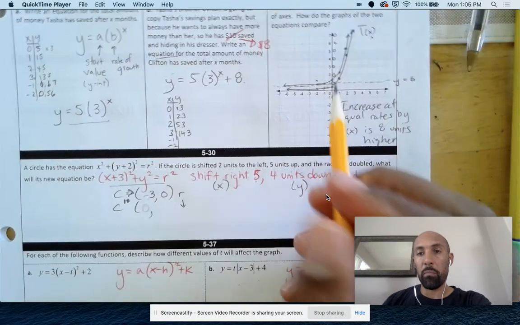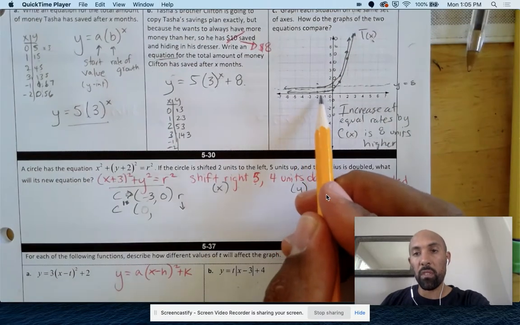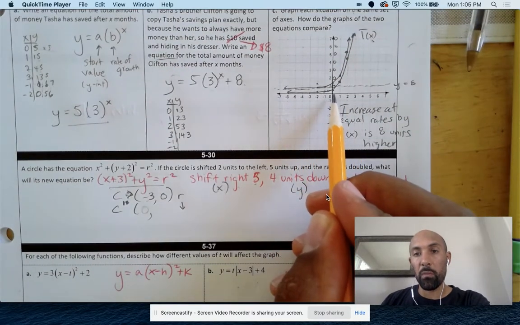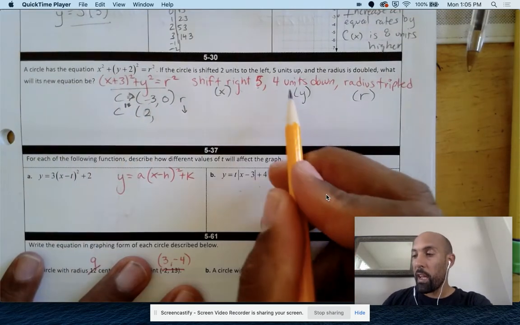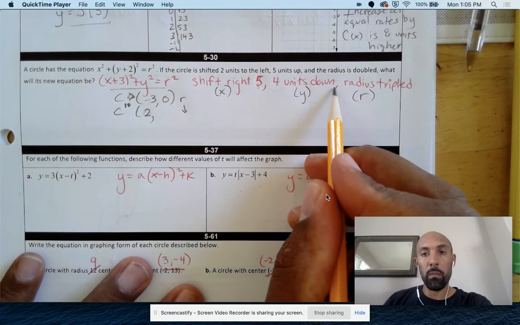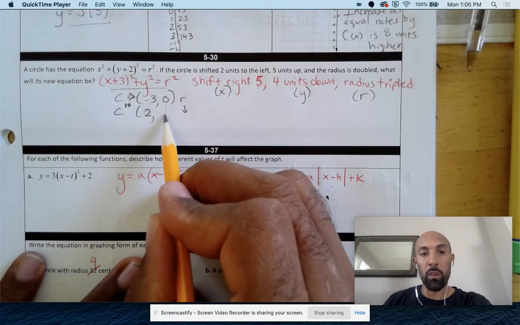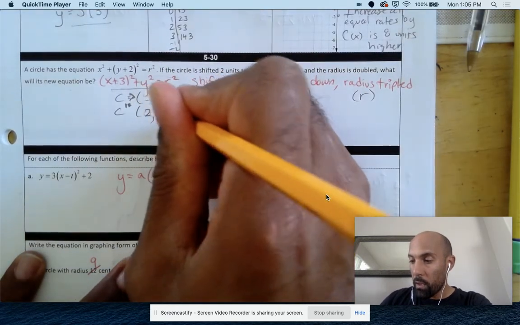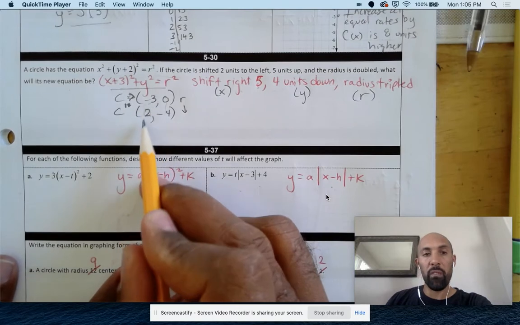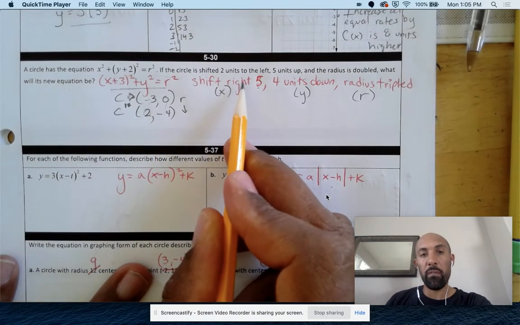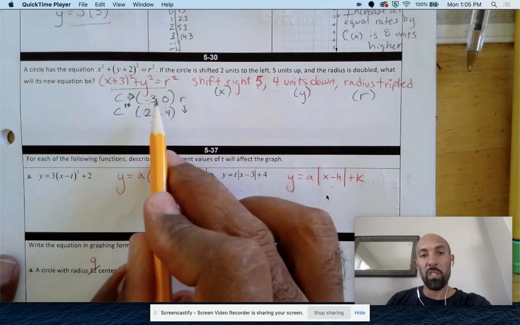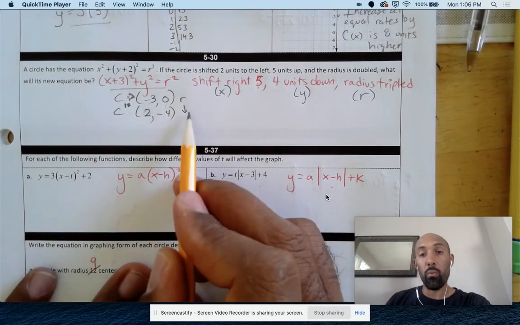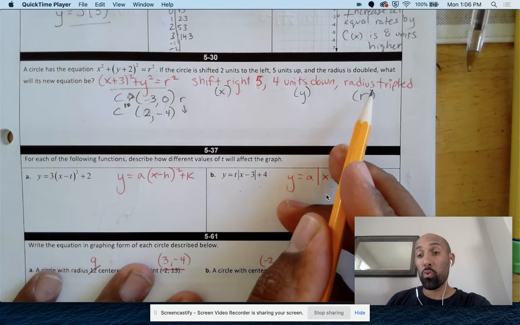For you guys that can't see what I'm talking about, if I start at -3 and I shift to the right, I go 1, 2, 3, 4, 5. So now I'm at +2. And then I'm going to shift down 4. So I'm going to go from 0 down to -4. Okay, so if I'm talking about shift right or left, I'm going to change this x value. And then shift down, I'm going to change the y value. Okay, now the radius in my case has tripled.